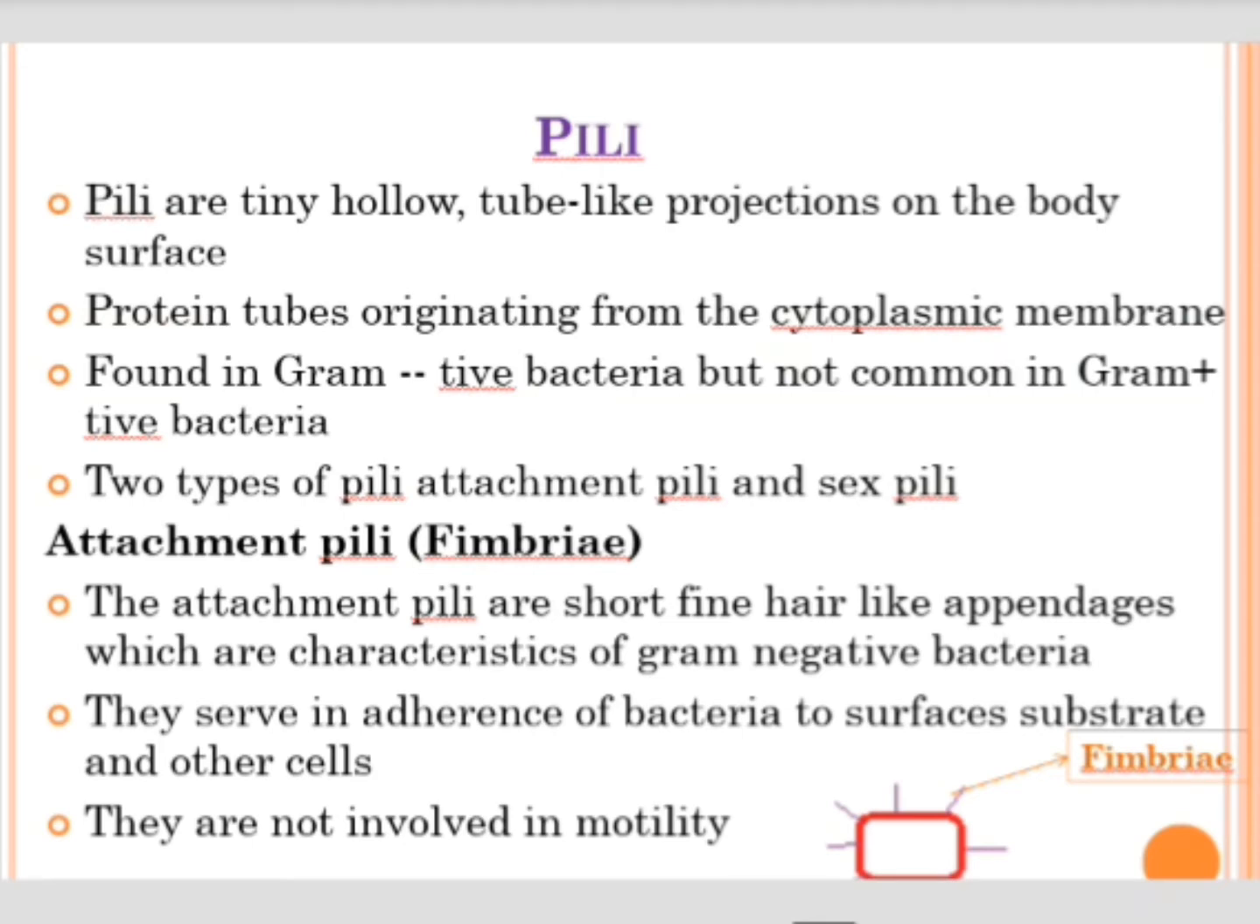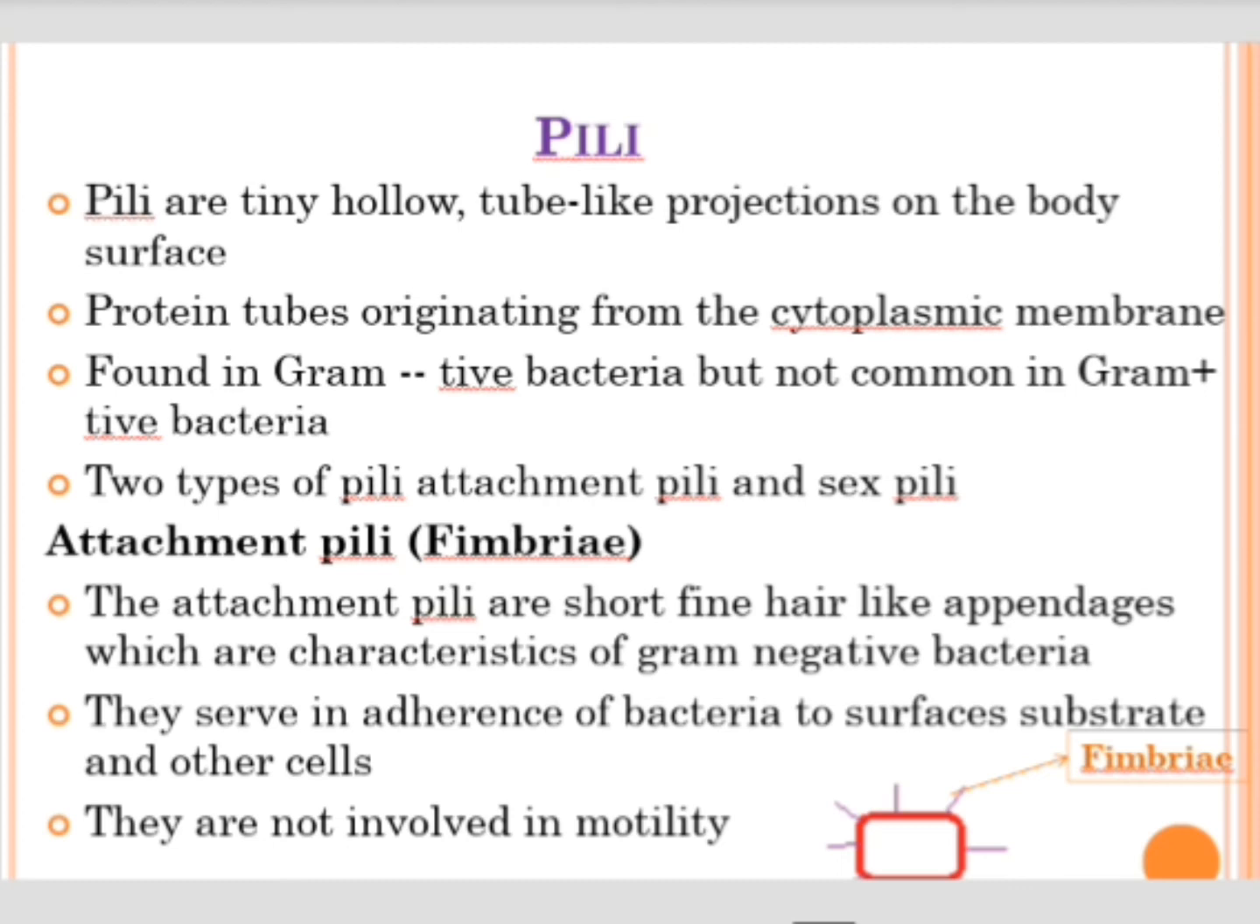Next appendage is pili. Pili are tiny hollow tube-like projections seen on the bacterial cell surface, and they are protein tubes. They originate from the cytoplasmic membrane. Pili are commonly found in gram-negative bacteria. They are less common in gram-positive bacteria. And two types of pili are there, attachment pili and sex pili.